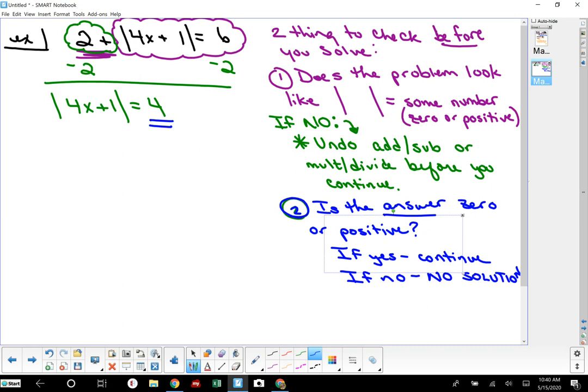Check for steps 1 and 2. These two things need to happen before you continue. So we took care of 1. The answer to question 2 is yes. So now what you're going to do, and I want you to set your paper up exactly the way I'm going to set mine up, is case 1 and case 2.